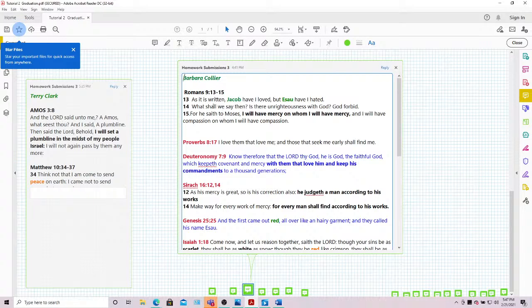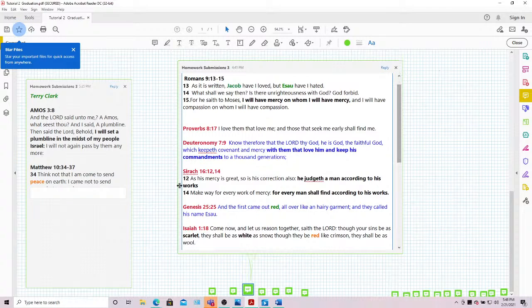The reason why verse 13 is the way that it is, Jacob have I loved, but Esau have I hated, is because Esau was a sinful man, and he was put aside for Jacob. Jacob was not a sinful man. So the Most High judges us according to our works, and depending on how you operate within his covenant and deal with his judgments, that's going to dictate how he's going to deal with you.